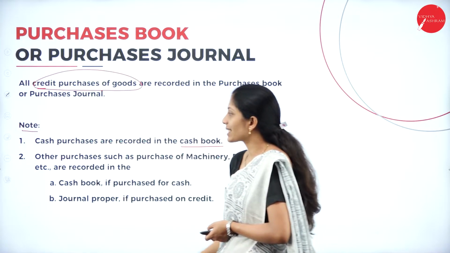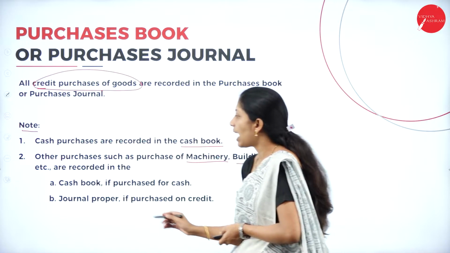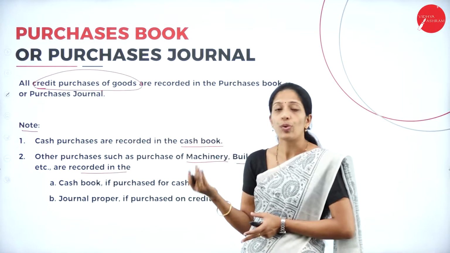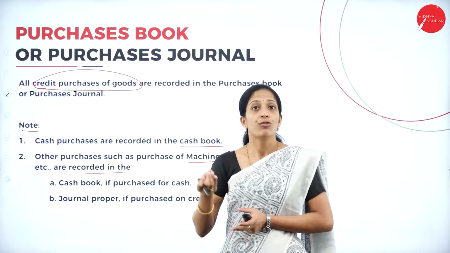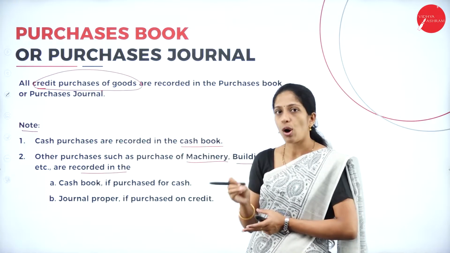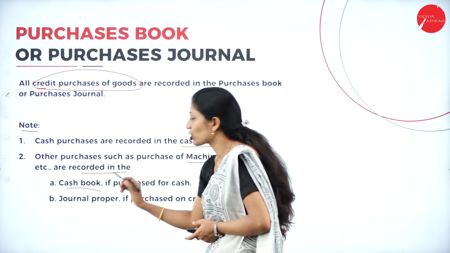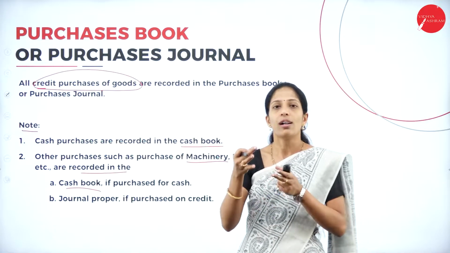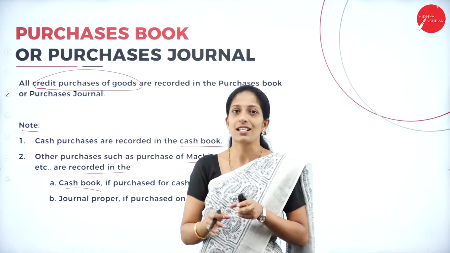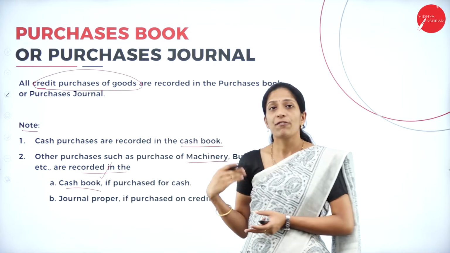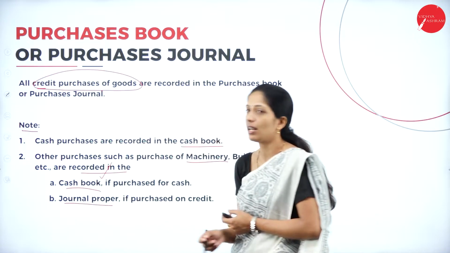And the second note is that other purchases such as purchase of machinery, building are recorded elsewhere. So where are we going to record this purchase of assets? It may be building, furniture, machinery. All these assets are recorded in the cash book if they are purchased on cash. If it is purchased on credit basis, then we will record it in the journal proper.